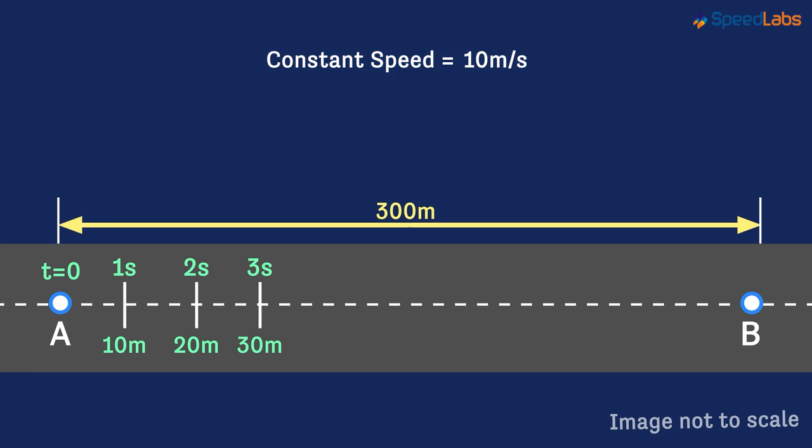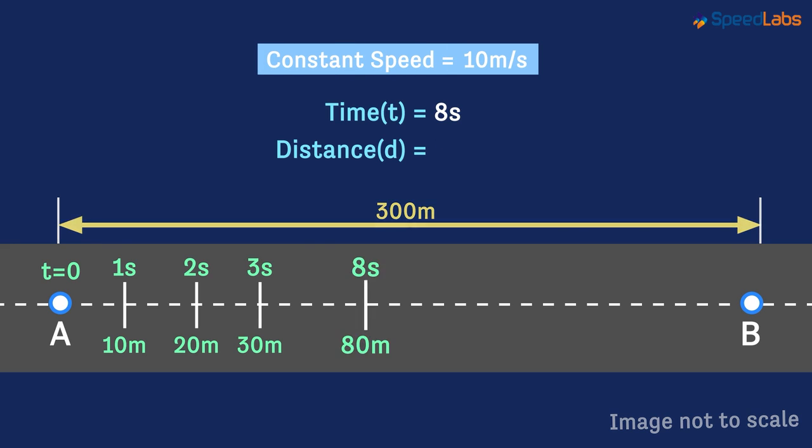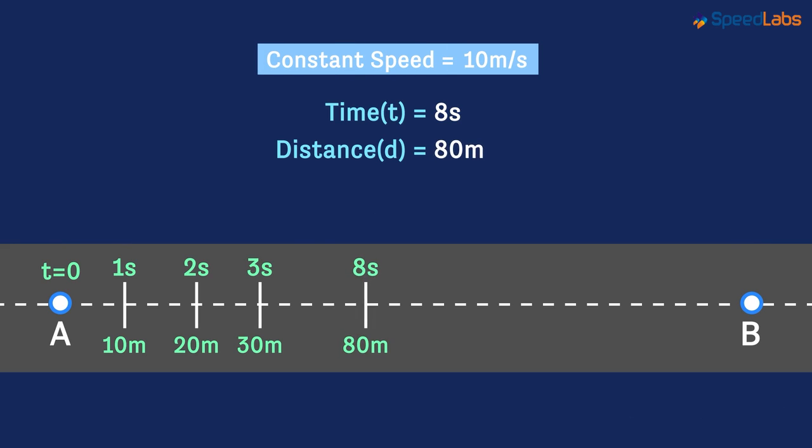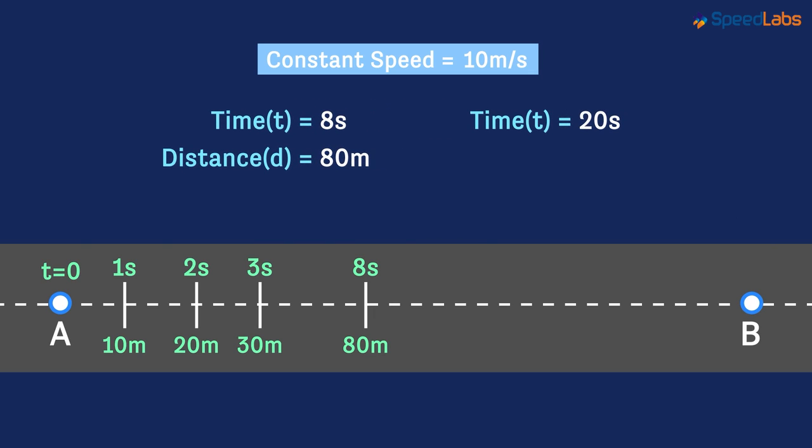Now here's a simple question for you to answer. Can you tell me the total distance that the object covered from A after 8 seconds? If it covers 10 meters in 1 second and its speed is constant, then in 8 seconds, it will travel 80 meters, right? Yes, that is correct. Similarly, after 20 seconds, the object would have traveled 200 meters.